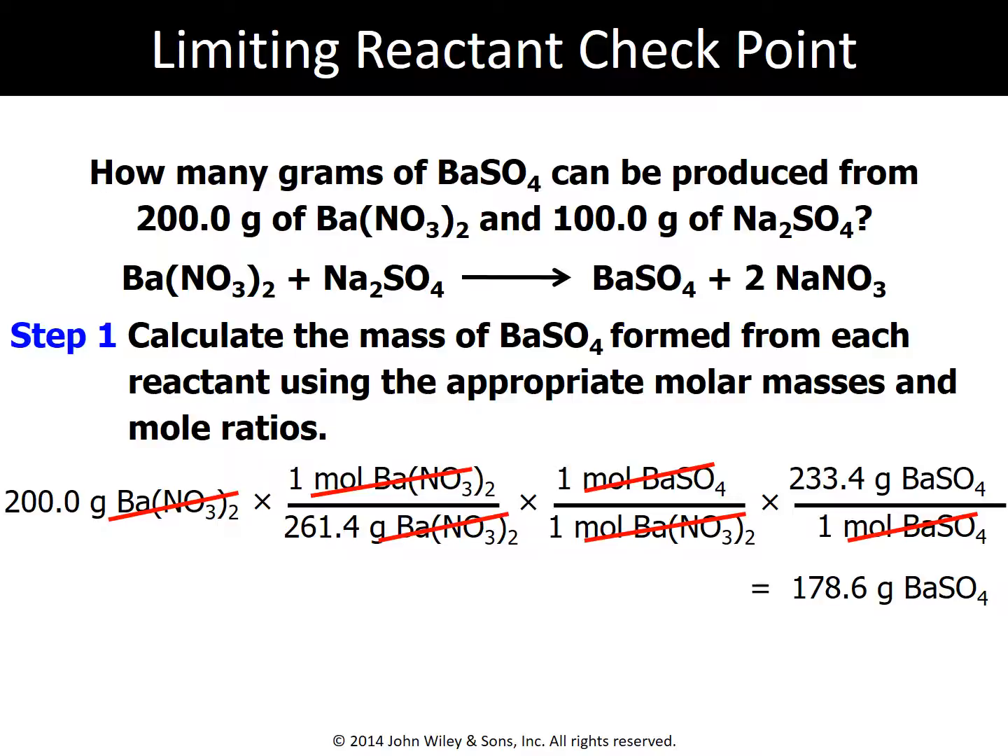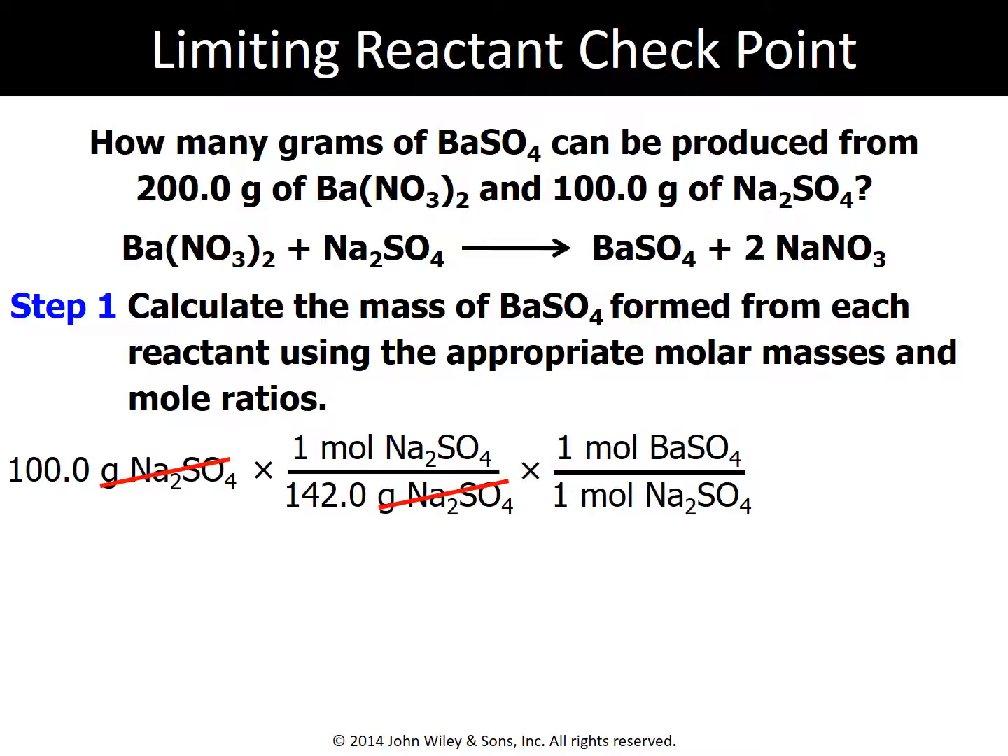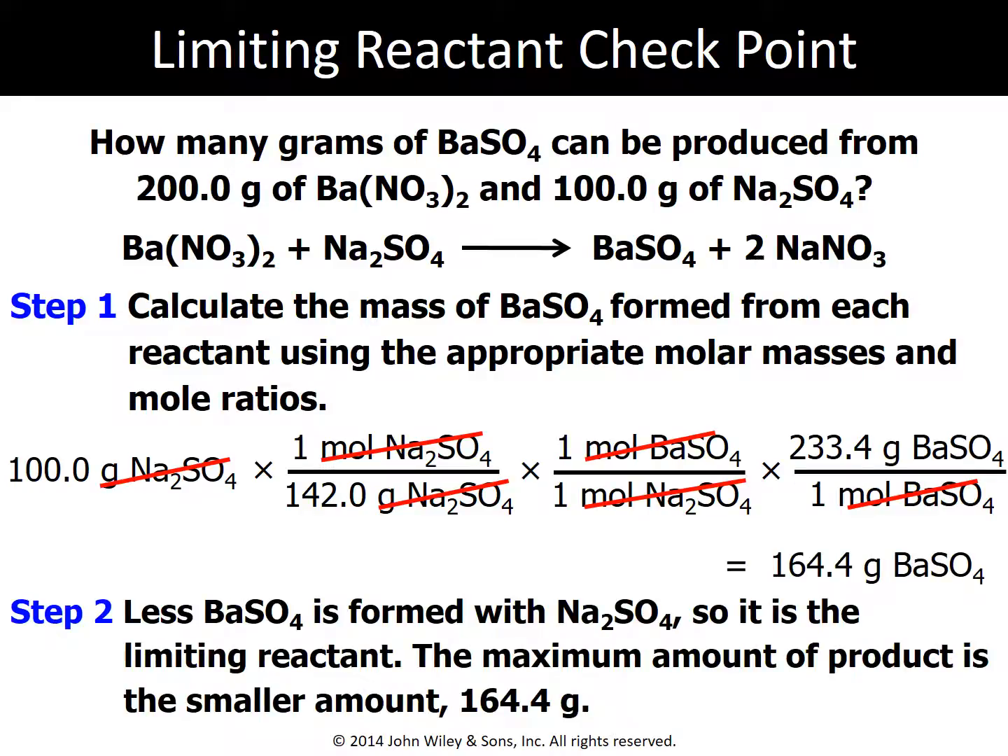Now we also need to do this again with sodium sulfate. For sodium sulfate, we'll start with 100 grams, multiplied by its molar mass, then by its molar ratio using the coefficients from the balanced equation, and then by the molar mass of barium sulfate, seeing that we have 164 grams. Since less barium sulfate is formed with sodium sulfate, it is the limiting reactant. So the maximum amount of product we can form will be 164.4 grams. And again, we're looking at significant figures.